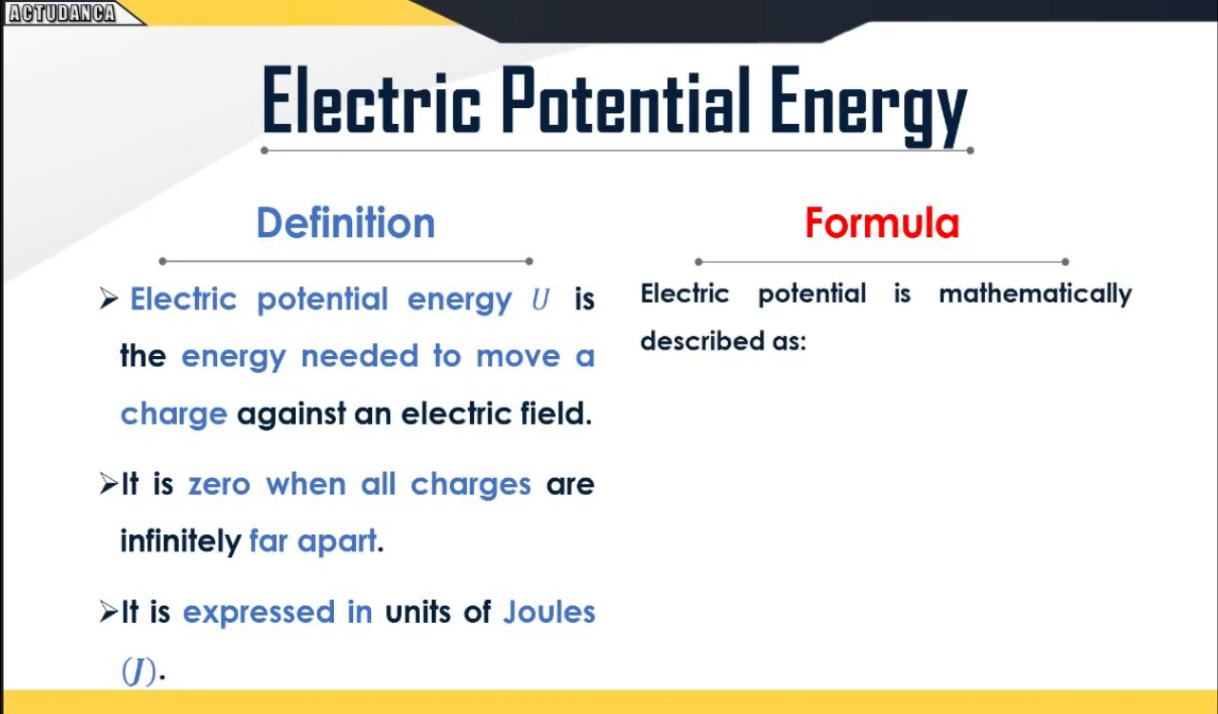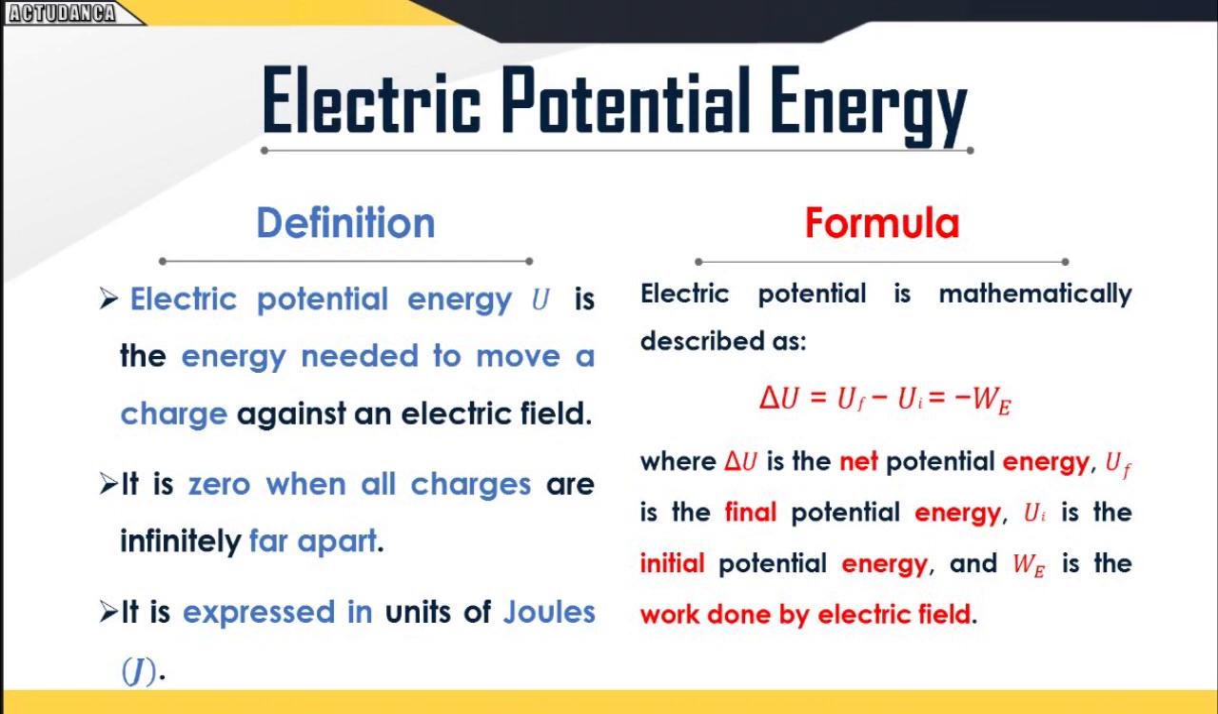Electric potential energy can be mathematically described as the delta U, or the change in potential energy, is equal to the final potential energy denoted by the U sub F minus the initial potential energy denoted by the U sub I, also equal to the negative work done by our electric field.